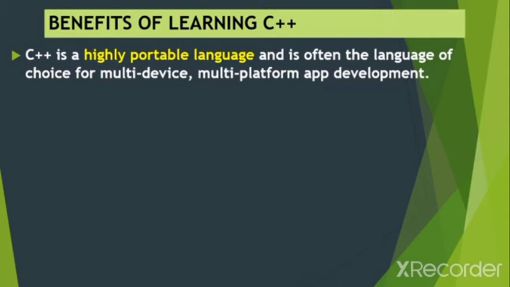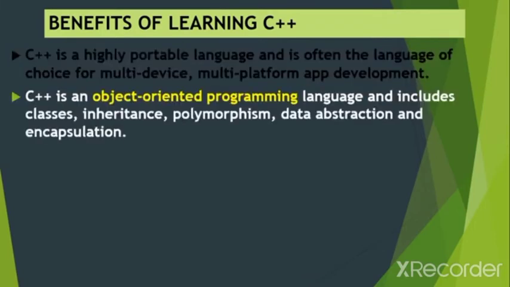C++ is a highly portable language and is often the language of choice for multi-device, multi-platform app development. So it is a very, very portable language. With the help of C++, many apps are developed. C++ is an object-oriented programming language which includes class, inheritance, polymorphism, data abstraction and encapsulation. So these are the concepts involved in the object-oriented programming concept.